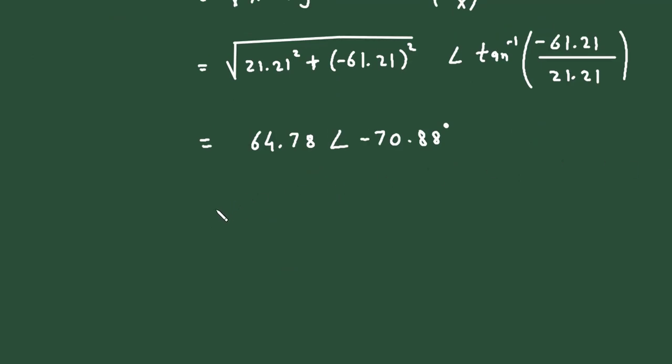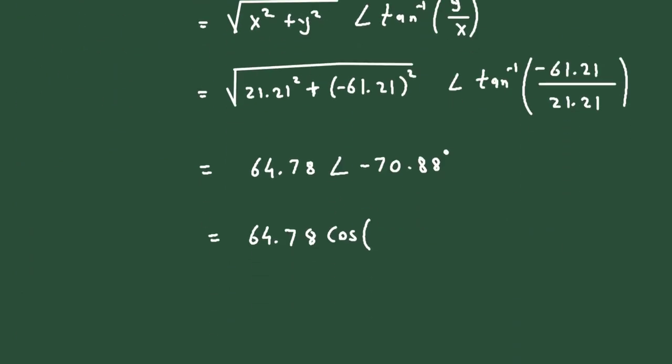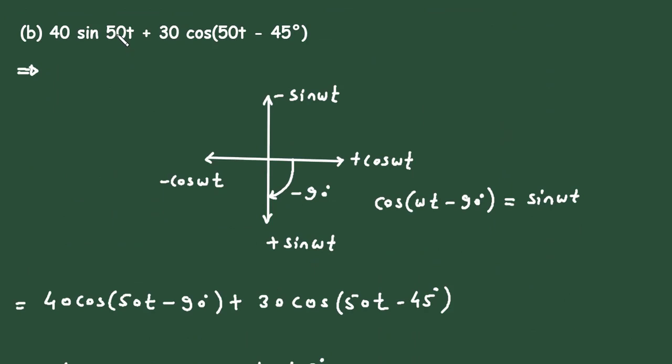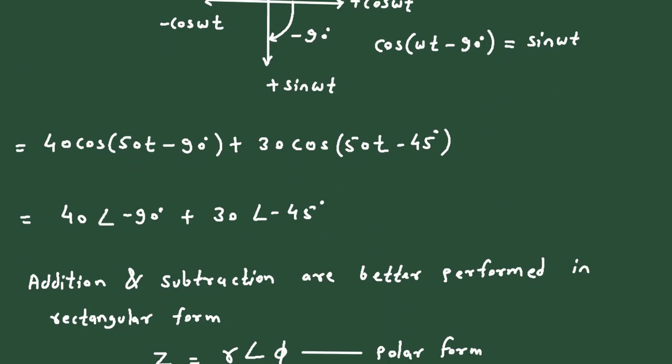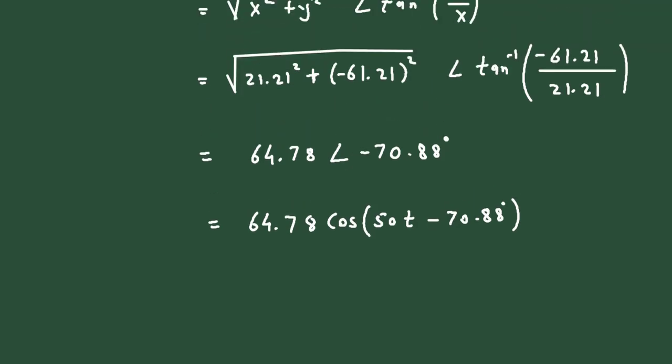Now we can convert this into its equivalent sinusoidal form. So it will be 64.78 cos omega t. The value of omega is, here we can see we are solving problem B, so the value of omega here is 50. So it will be 50t minus 70.88 degree. So this is the final answer for problem B.